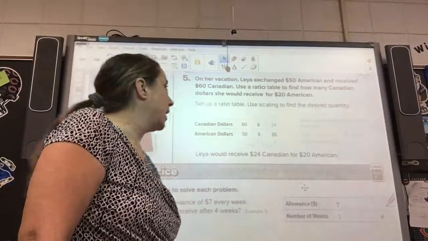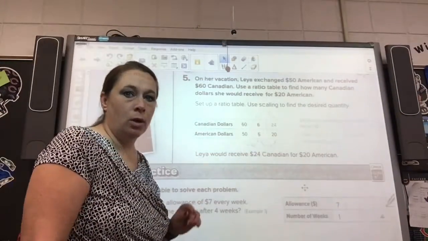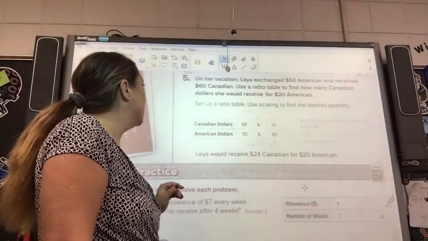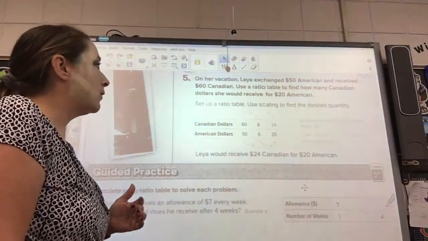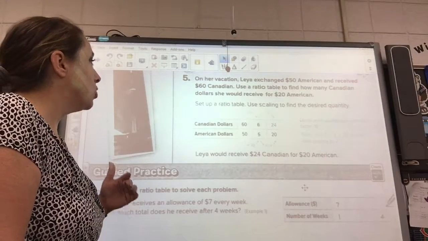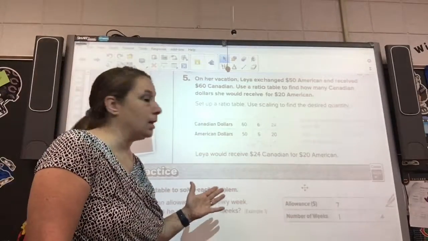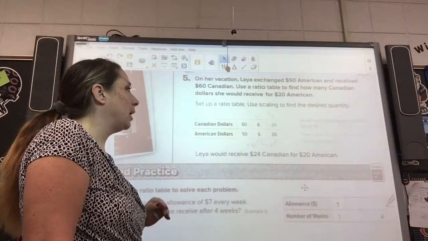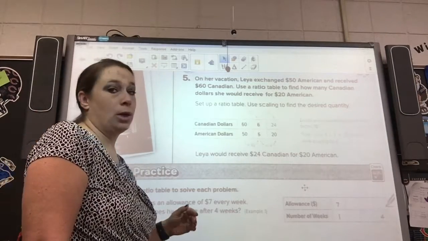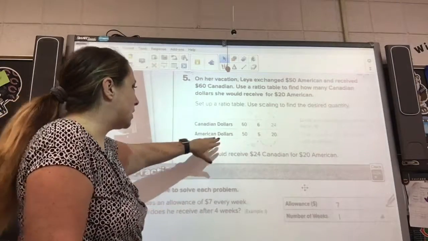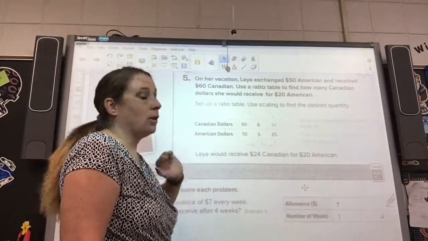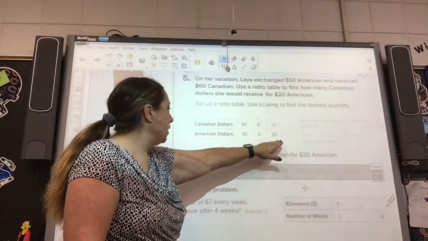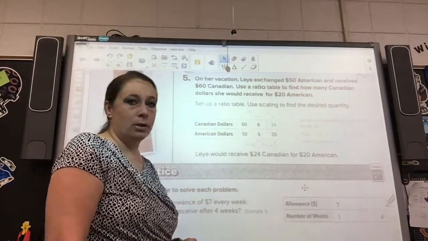Alright, we are going to work on this guided practice. Before we get started, there is one more problem up here that is an example for us, and it talks about vacation. Leigh exchanged $50 American money, and she received $60 in Canadian. Use a ratio table to find out how many Canadian dollars she would receive for $20 in American. So they have set that up, and we showed $60 in Canadian, $50 in American money. Then over here, they put the $20 in American.